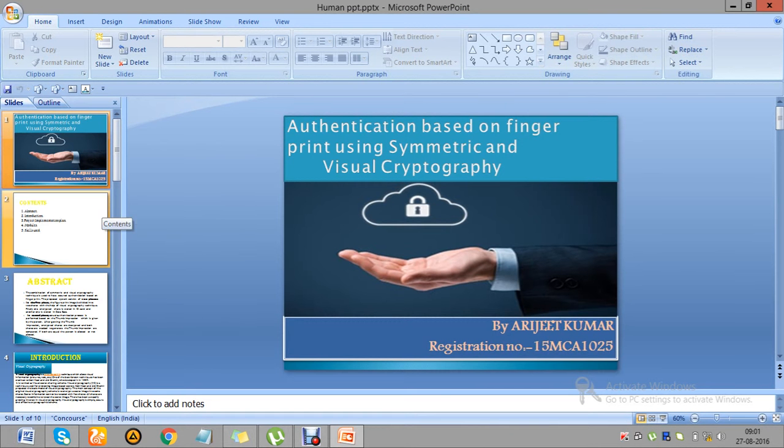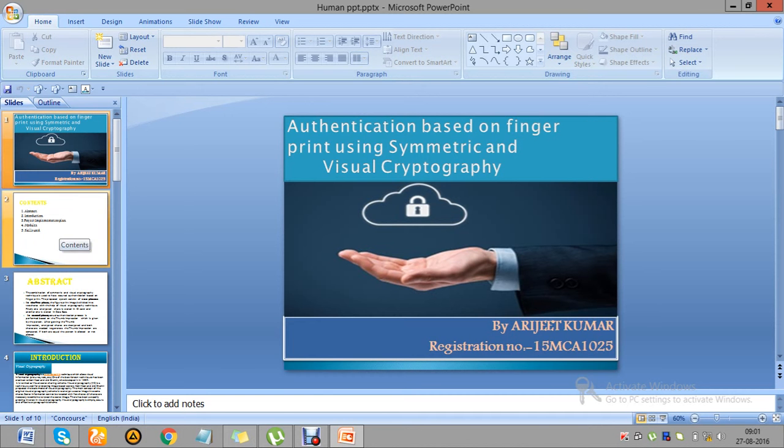Hello. My topic is authentication based on fingerprint using symmetric and visual cryptography. That means authentication purely based on authenticity. And one more thing, I am using symmetric key and visual cryptography. That means I am using visual encryption based on fingerprint.